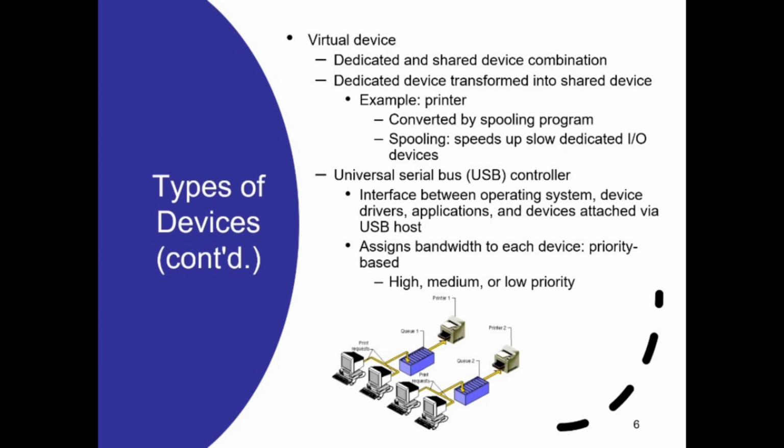Next, the universal serial bus (USB) controller. It is the interface between the operating system, device driver, and application, and devices attached via the USB host. It assigns bandwidth to each device on a priority basis, which is high, medium, or low priority.